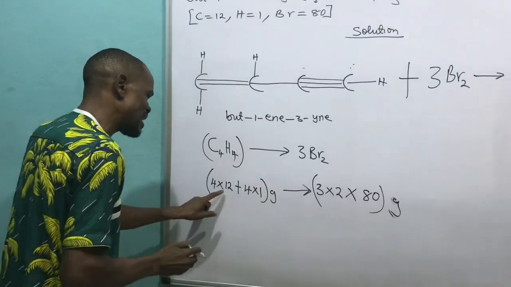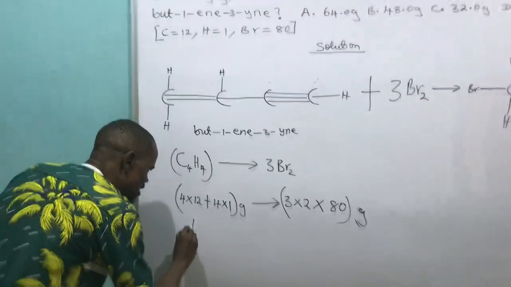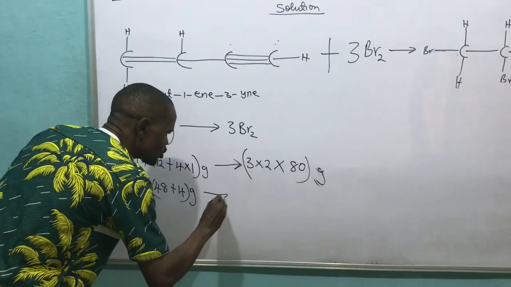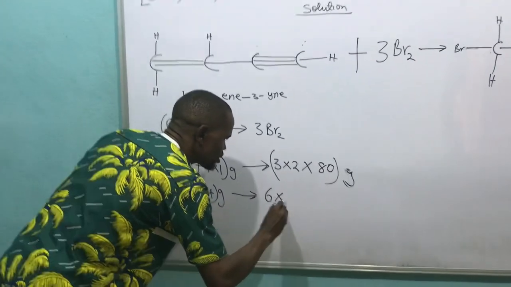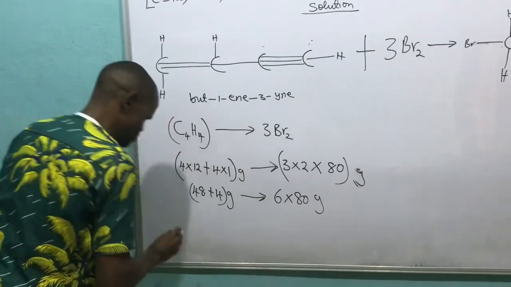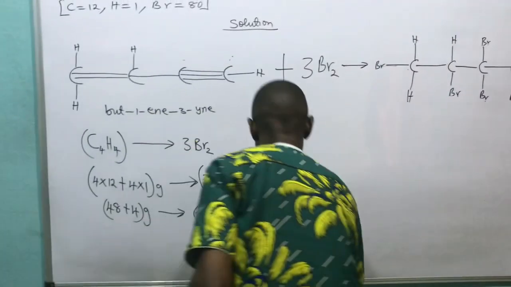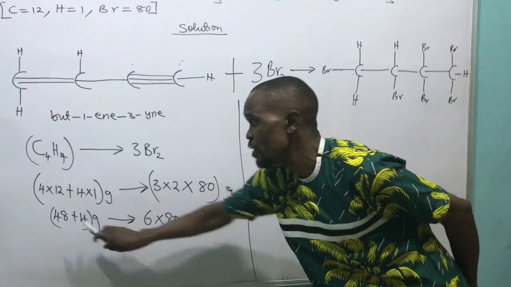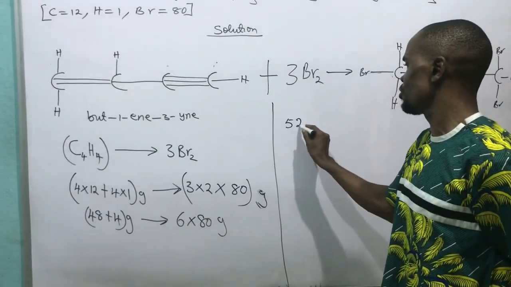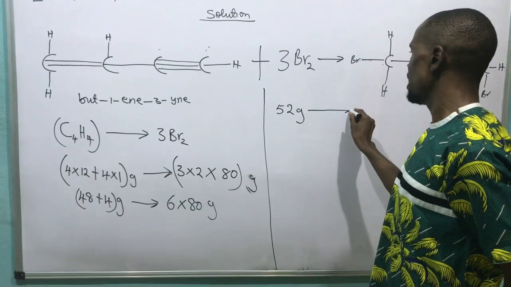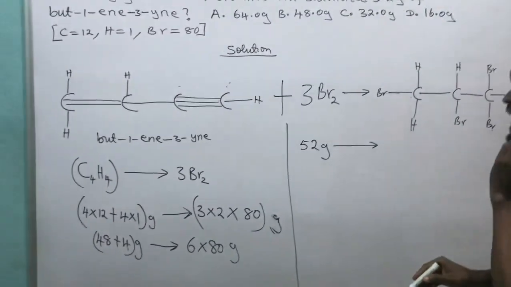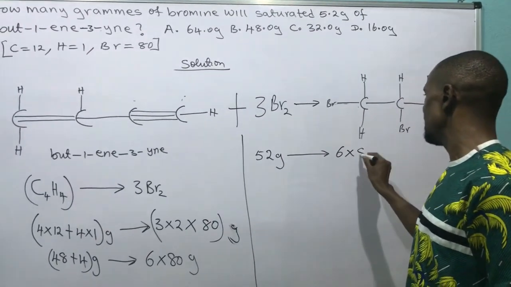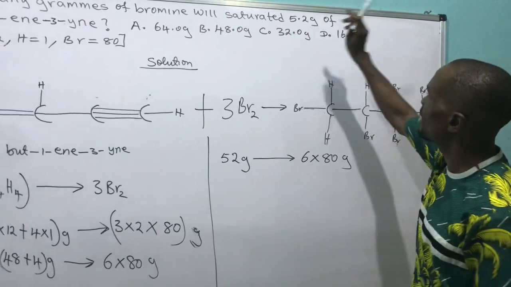That implies this times this will give me 48, plus 4. That gives me the gram, and it is equal to 6 times 80 gram. Are you getting what I'm saying? That implies, can I finish it here? We come over here: 48 plus 4 will give me 52. 52 gram of C4H4 will be saturated with 6 times 80 gram.